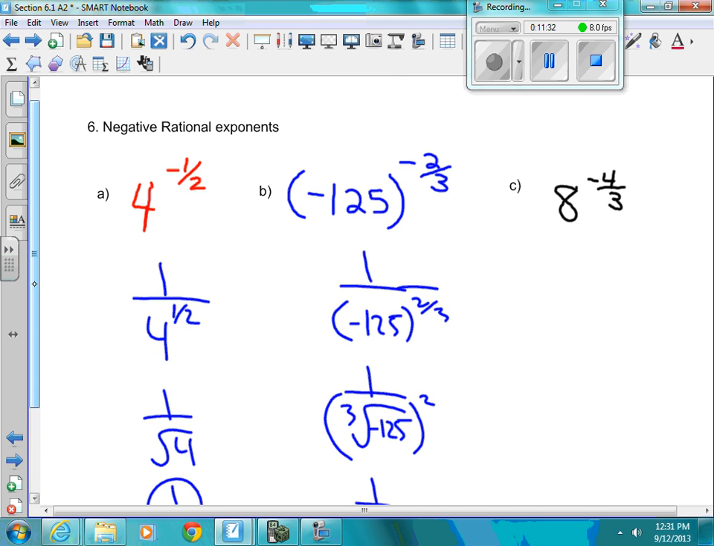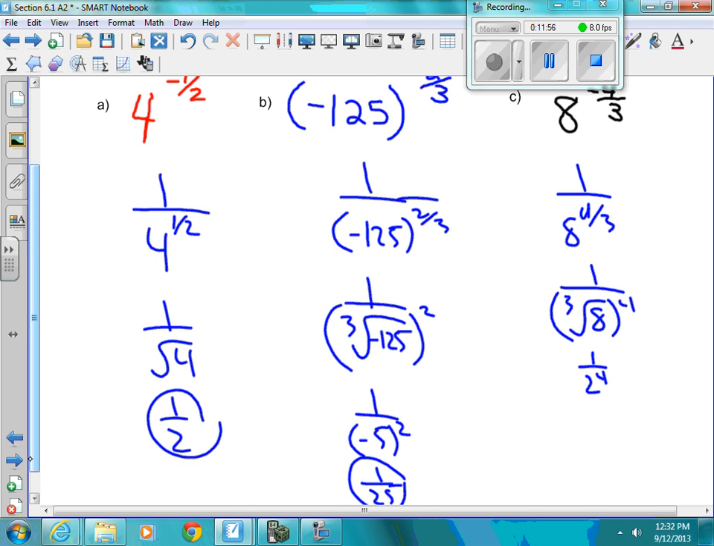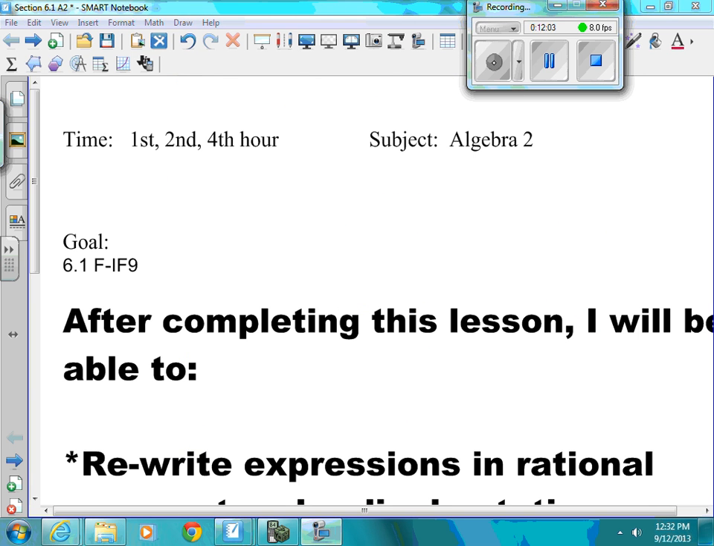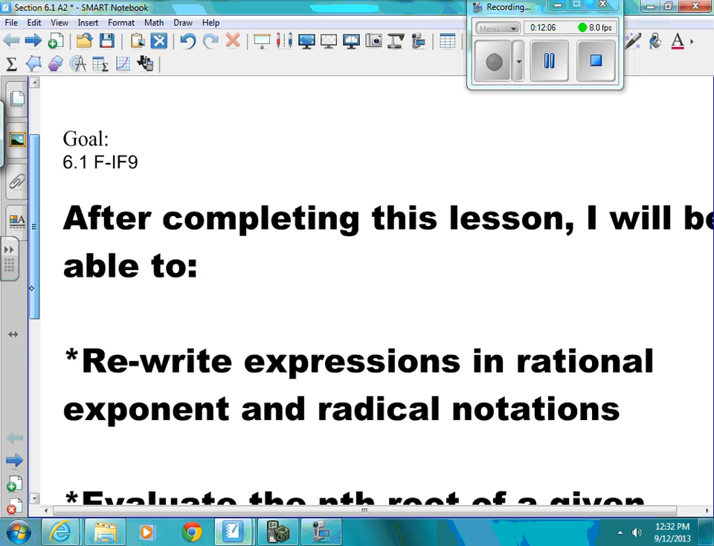And I strongly suggest that, especially if you're lucky enough to get one of these with just numbers on a quiz or a test. 1 over 8 to the positive 4/3, that's what this would be, which is really the 3rd root of 8 to the 4th power. The 3rd root of 8 is 2. 2 to the 4th power is 16. So 1/16. So did we evaluate these or accomplish these goals?